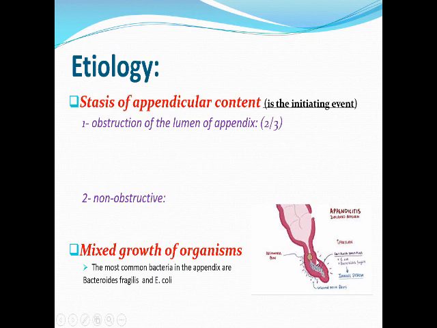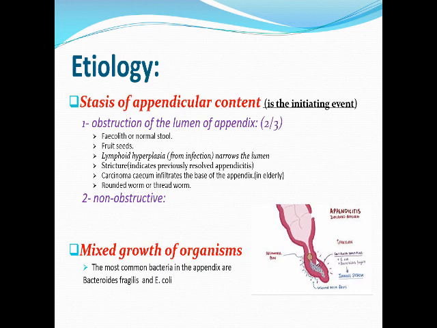As I told you, what might obstruct the lumen? It might be a feculus, a fruit seed, lymphoid hyperplasia, or a stricture, but take care. The common ones are feculus and fruit seed, but this is the most dangerous: it might be obstructed by cancer of the cecum, and the patient presents with appendicitis. What's the value of this knowledge? Take care. If you diagnose appendicitis in old age, you have to examine the cecum, because even if the appendix is inflamed, the cause might be cancer of the cecum that obstructs the base of the appendix like that. It might be a round wart.